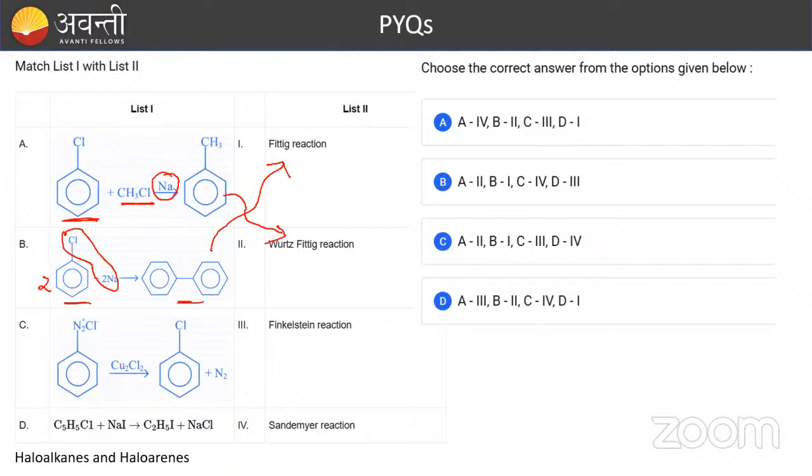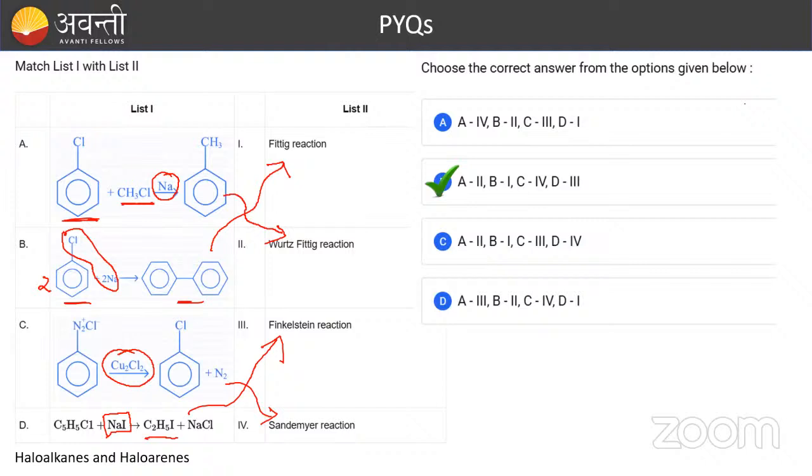And benzene diazonium chloride with the Cu2Cl2. Yes, Vedant. Option B is the correct answer. Cu2Cl2 means it is an example for Sandmeyer reaction. Under the preparation of haloarene, we have seen this. And the last reaction is the preparation of iodoalkane using sodium iodide. So iodoalkanes can be prepared using Finkelstein reaction, right? So option B, A2, B1, C4 and D3 is the correct answer.